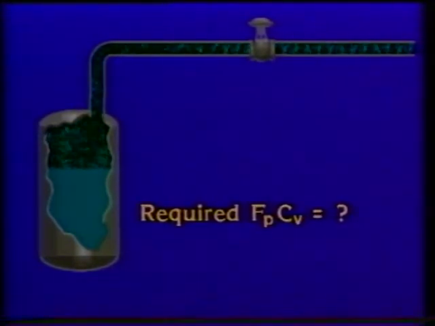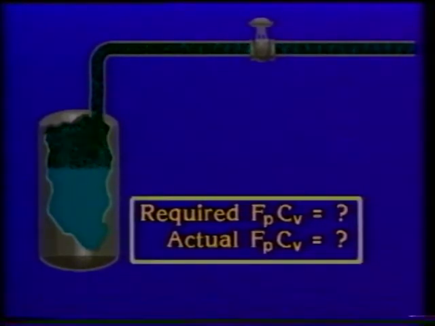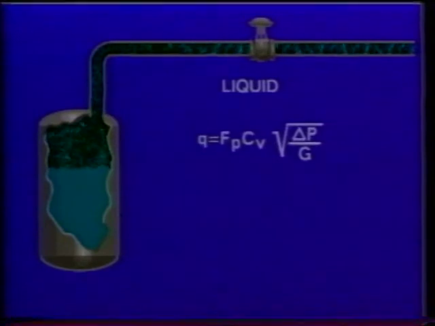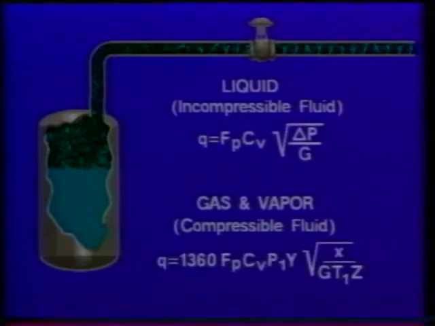The first step is to determine the required F sub P, C sub V for the application. And the second step is to calculate the actual value of the term. Then a comparison of the two values will indicate whether or not the valve is suitable for the application. For liquid flow, this was the basic working equation used. As you may recall, the development of this equation was based on flow of an incompressible fluid. However, gases and vapors are compressible fluids. As a result, a variety of correction factors are needed in the basic equation.